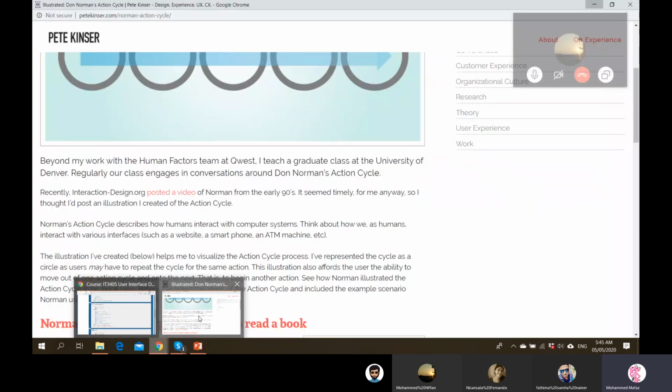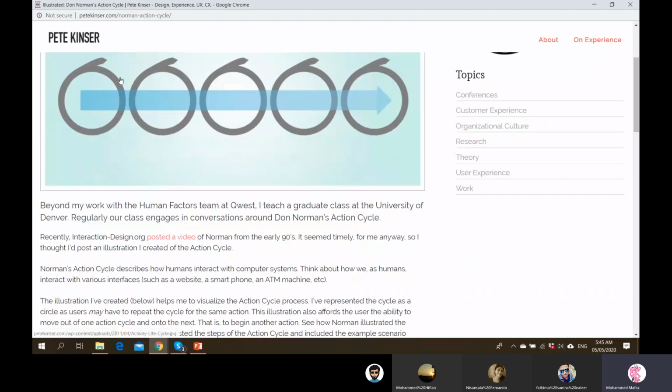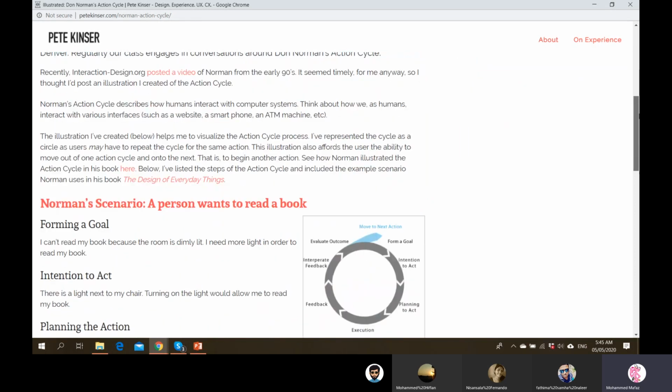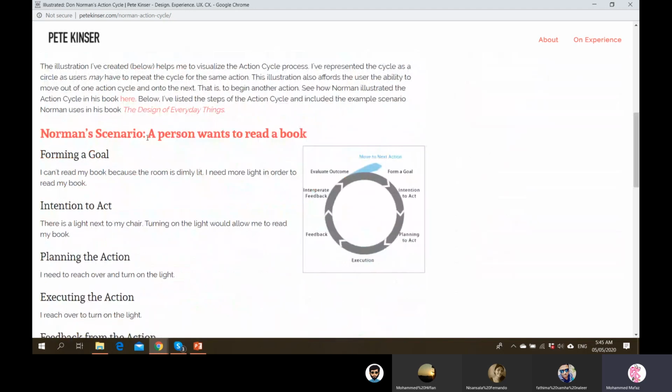So this is a link provided in the VLE, a further explanation of this Don Norman's action cycle. Why this is shown as a cycle is, as we discussed, once they finish the evaluation and the evaluation results don't match with the goal, they have to start the cycle again and again until you reach your goal. Right? That's why it's shown here. The person who has written this article has given a nice example to understand this Norman's scenario. Let's say this is the goal.